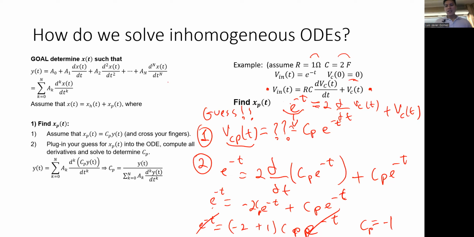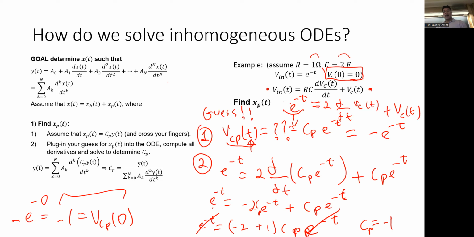So now we have our solution, which is that Vcp equals negative e to the negative t. Cool. So we're done, right? Well, not quite, because if I plug in time equals 0 for this, what I will get is negative e to the negative 0, which is equal to negative 1. So Vcp of 0 is equal to negative 1, but as you can see, that's not equal to 0. And so as a result, we're not satisfying the initial condition. To satisfy the initial condition, we're going to solve the homogeneous ODE, and then add zeros to both sides of the equation, and as a result, we'll match both the forcing function and the initial condition.